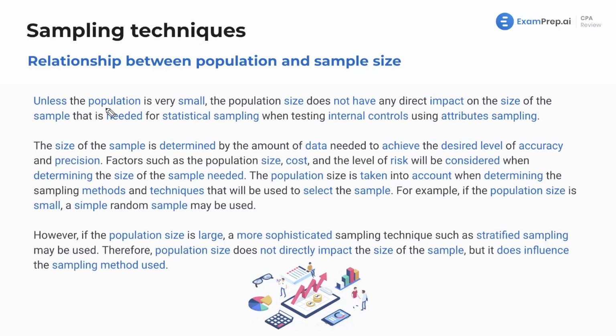Here we go. Unless the population is very small, because if you've got a very small population, very different. If you've got 5 items as compared to 10,000 items, you're just dealing with different animals there. So unless it's very small, the population size does not have any direct impact on the size of the sample that is needed for statistical sampling when testing internal controls using an attributes sample.